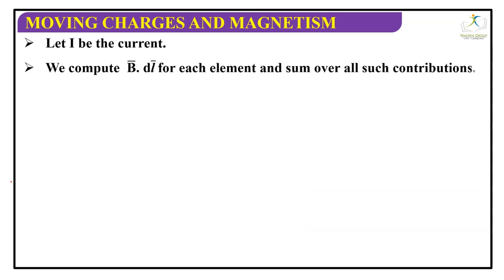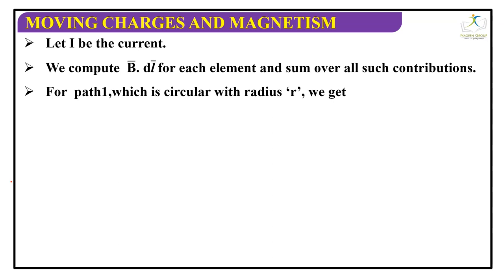What do we compute? We compute vector b dot vector dl for each element and sum over all such contributions. For path 1, which is circular with radius r, we get vector b dot vector dl is equal to b dl cos theta. Whenever there is a dot, the angular component that comes in is cos theta. And if it is a cross, then sin theta comes in.